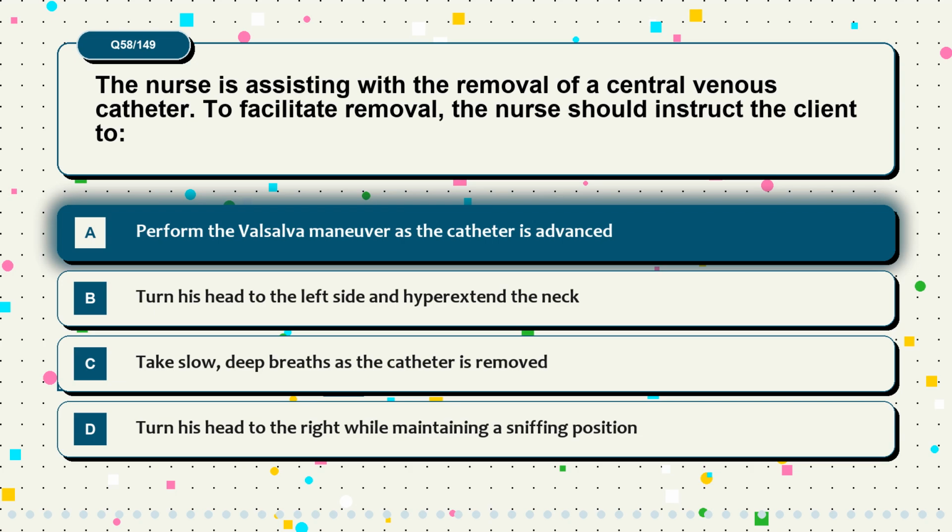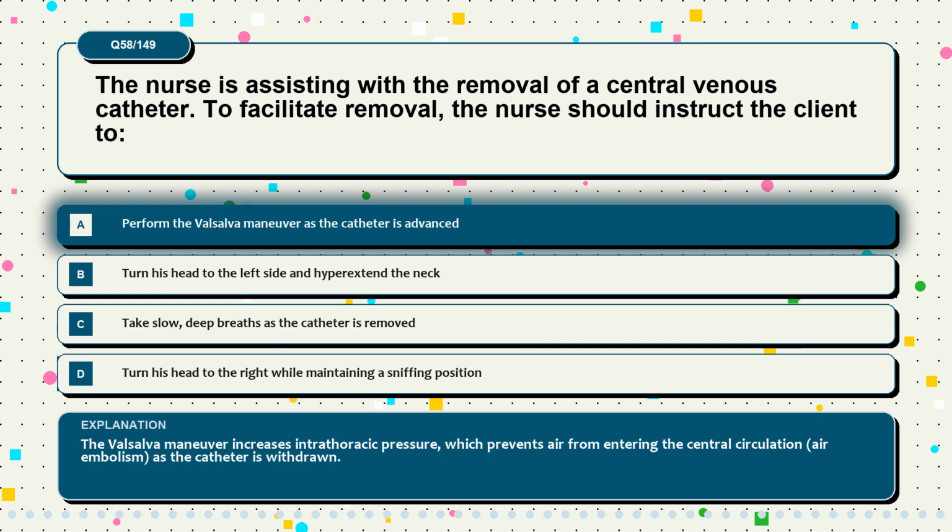The correct answer is option A. Perform the Valsalva maneuver as the catheter is advanced. The Valsalva maneuver increases intrathoracic pressure, which prevents air from entering the central circulation, air embolism, as the catheter is withdrawn.